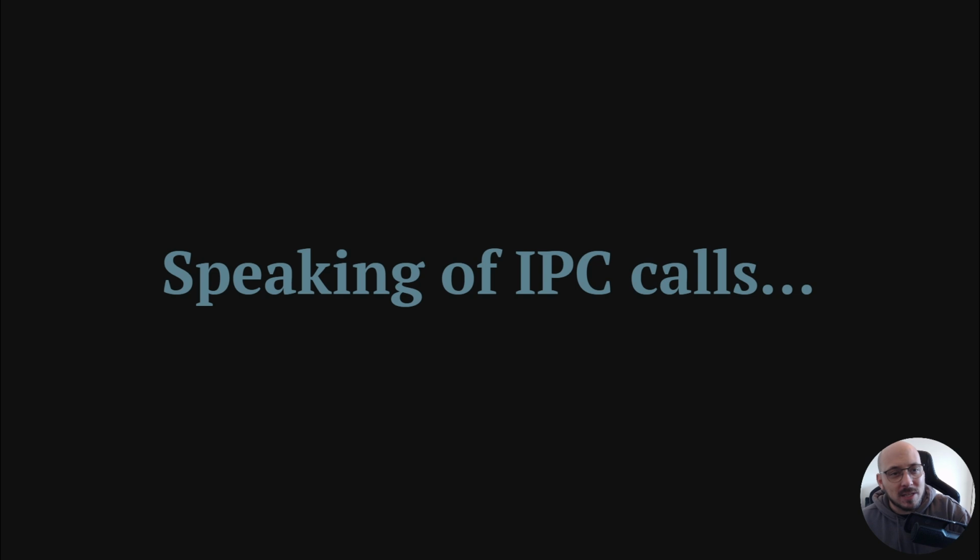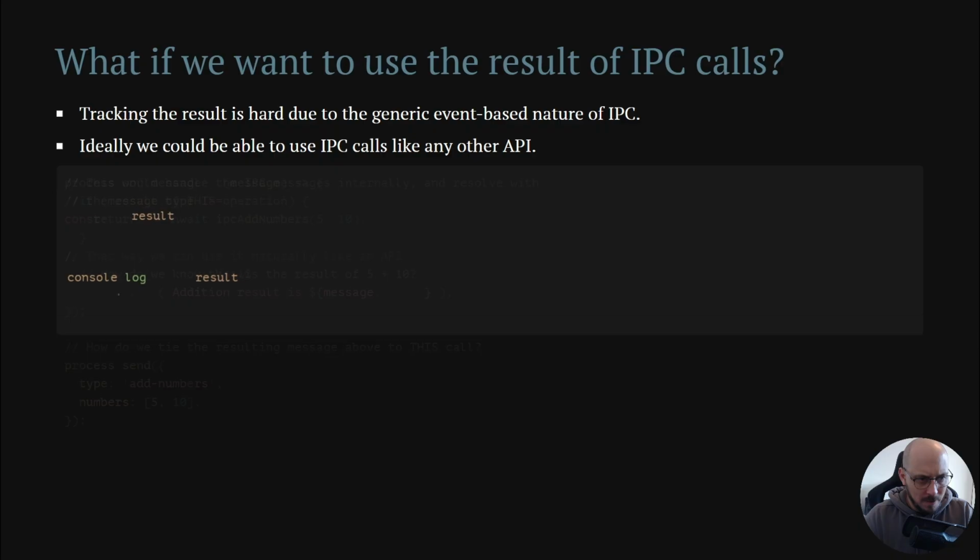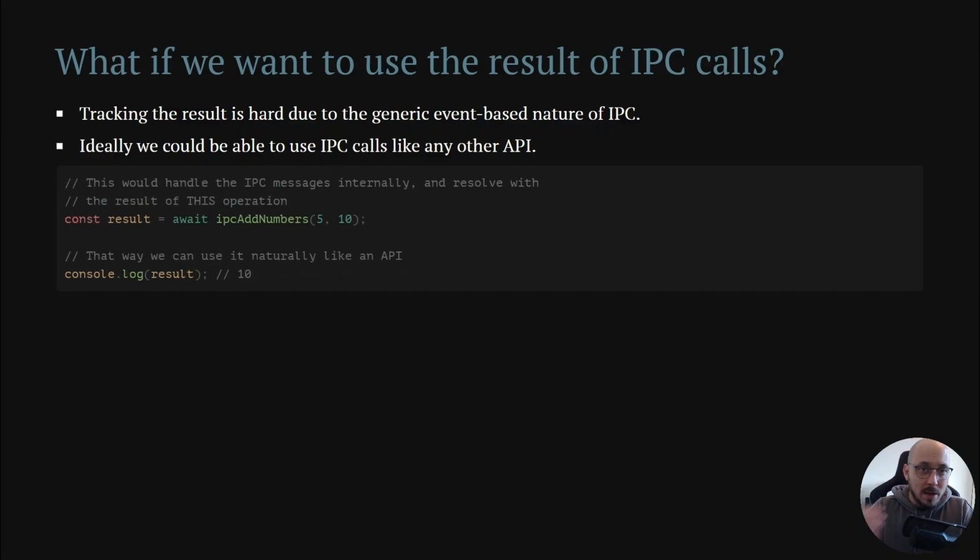And speaking of IPC calls, what if we want to use the result of the IPC calls procedurally? Like we want to be able to just call something from the other process and then have the result to actually use it. How do we do that here? We just have a generic message. Ideally, we would be able to just call a function, await it. When the promise resolves, we have our result. That's the dream. We can then just use it like an API.